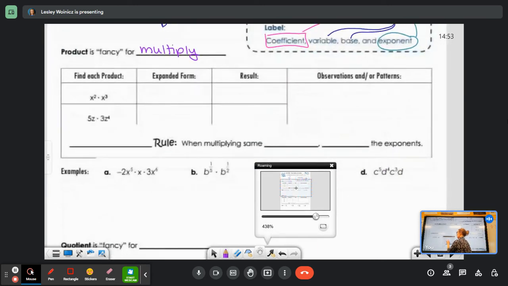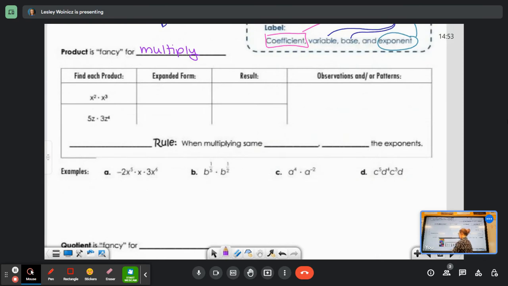So we're going to try to figure out what we have to do with our powers when we multiply our bases. So we're going to find each of these products by first expanding it and then finding the result. And we're going to look for some patterns in our observations and see if we can figure out a rule so that we don't have to expand it every single time. So these two expanded. If it says x squared, that means I have to write the x twice. It's being multiplied with itself, just written twice. And then if it's cubed, I have to write it 3 times.